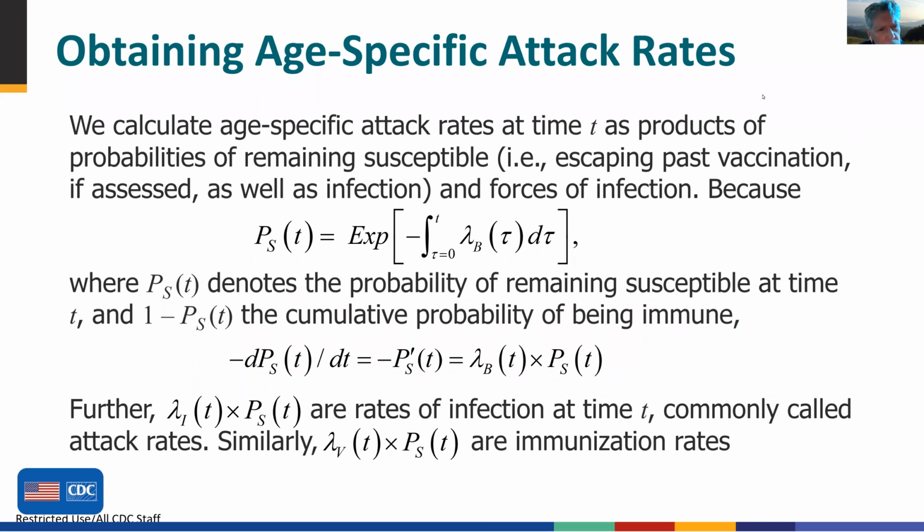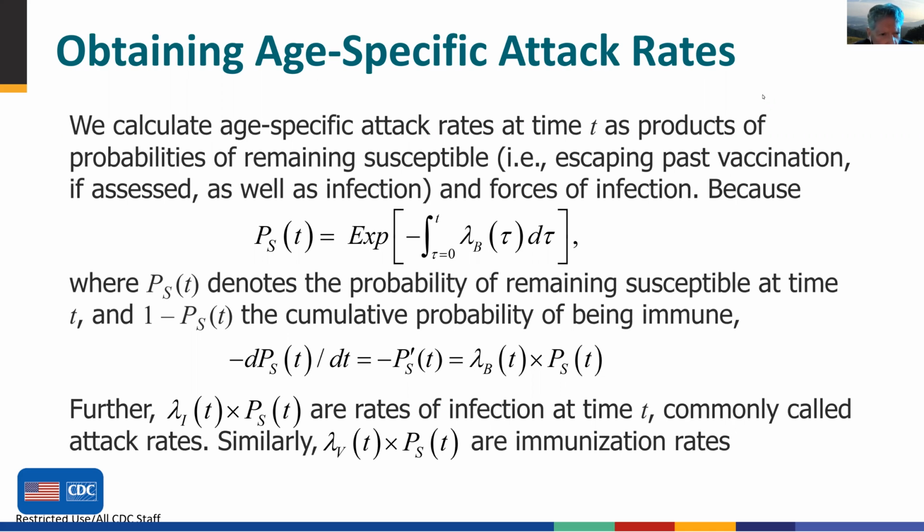So what we do is, now this is not the conventional analysis for obtaining age-specific attack rates. Within any particular age interval, we calculate the attack rates at time t as products of the probability of remaining susceptible at that time, that is having escaped past infection, if it was assessed, as well as vaccination, and the forces of infection, so the product of those two things.